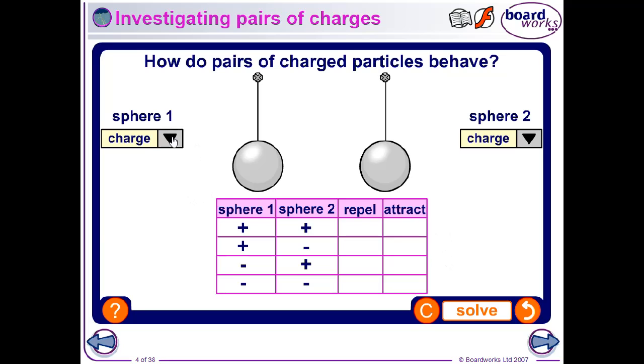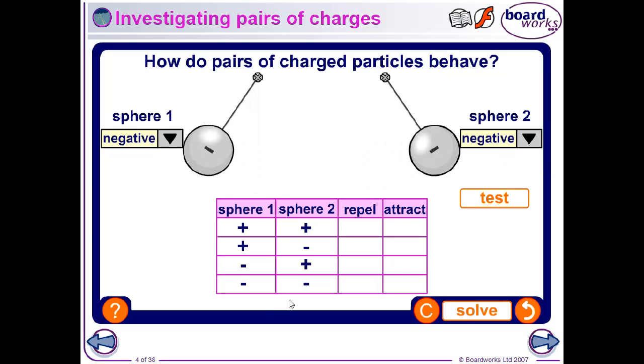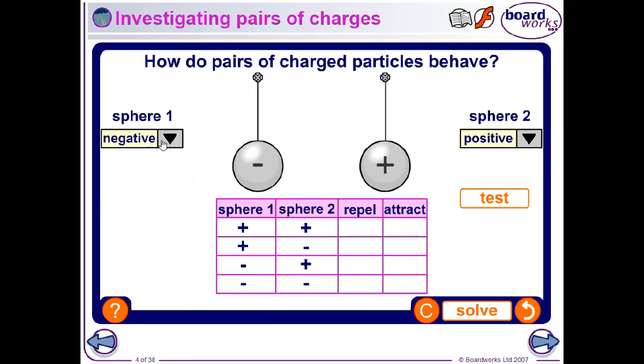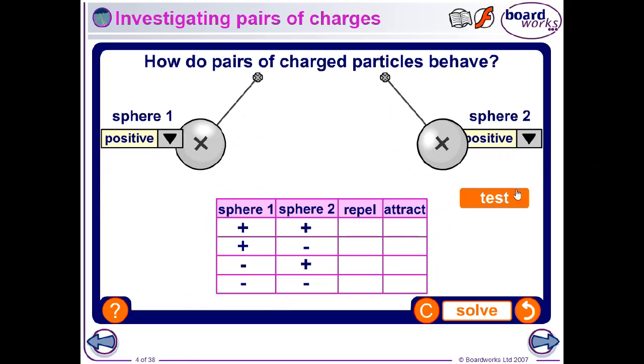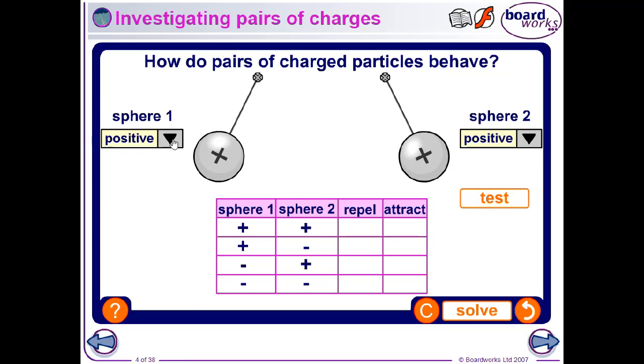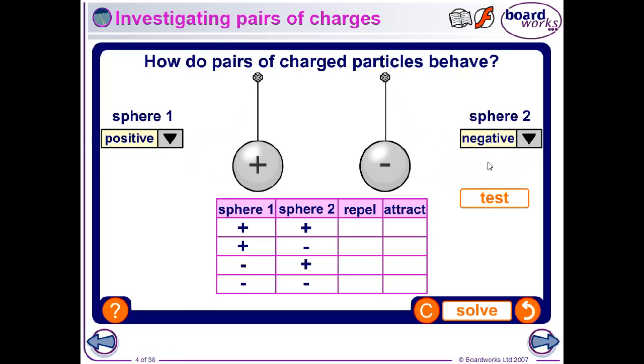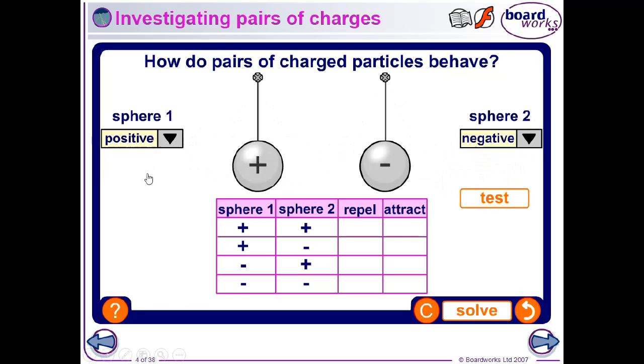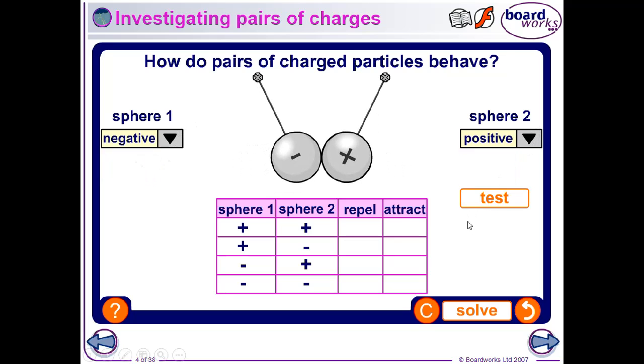So, for example, here we've got two spheres which we can charge. This one's negative, this one's negative, they repel. This one positive, they repel. Positive and negative, they attract, and if we swap them around, negative, positive, they attract.